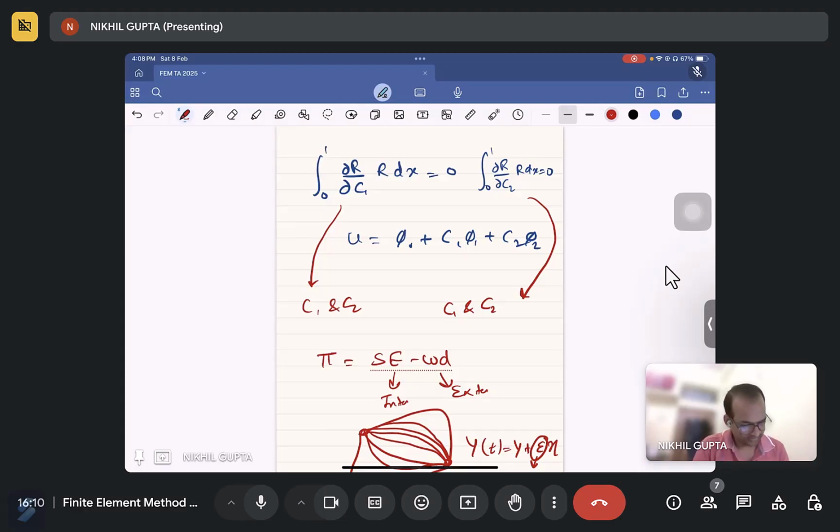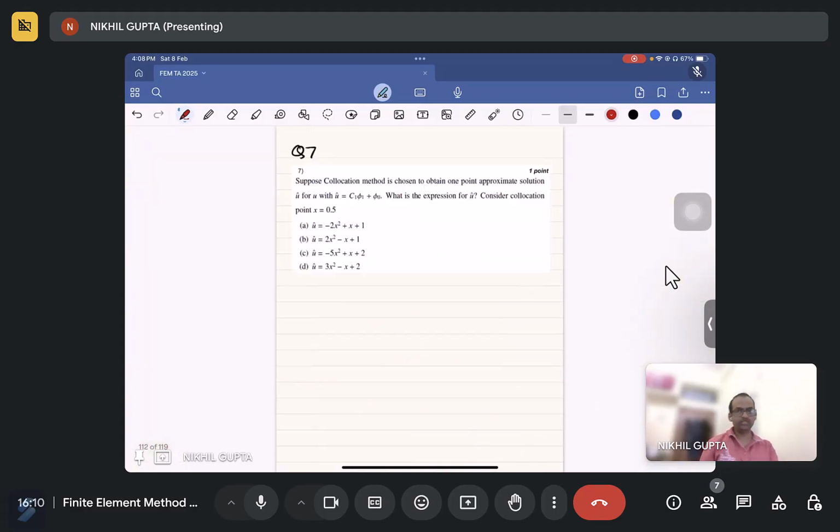Okay, let's continue with the questions. We'll continue the same question. Here we have to use the collocation method, so we have to solve it by this.